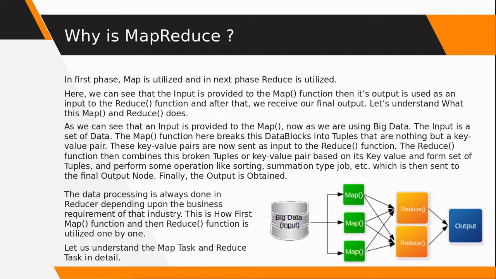The big data processing is always done in the reducer depending upon the business requirement of that industry. This is how first the map function and then the reduce function is utilized one by one. Let us understand the map task and reduce task.